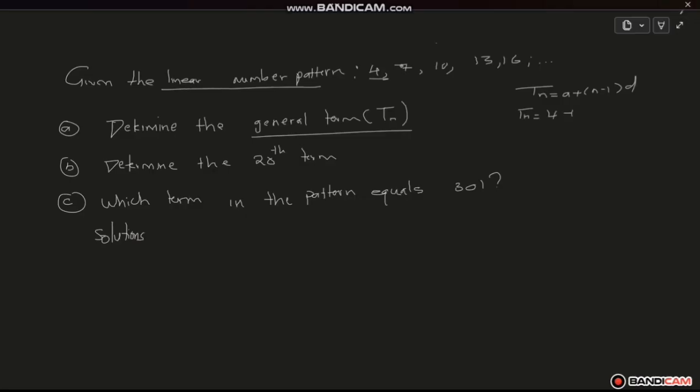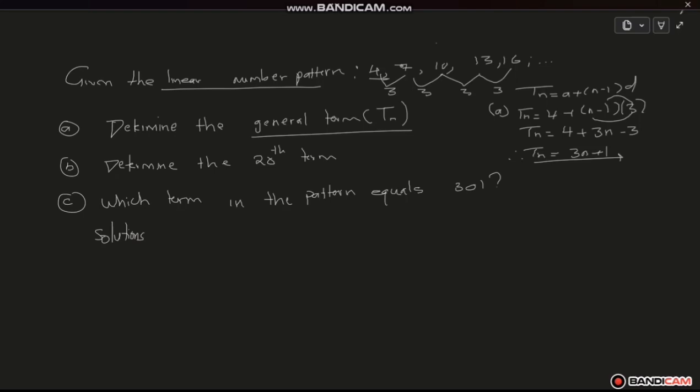Because this is the first term, plus n minus 1, then 7 minus 4, 10 minus 7, 13 minus 10, we have 3 here as the common difference. Then you substitute that 3 into your formula and distribute the 3. It will be 3n minus 3. Therefore, Tn equals 3n plus 1, because it's 4 minus 3. This is the general term.